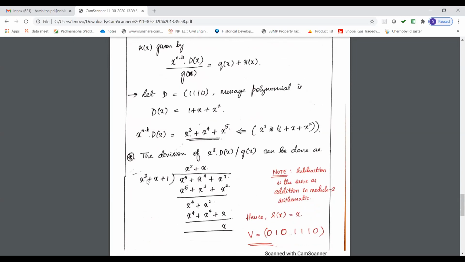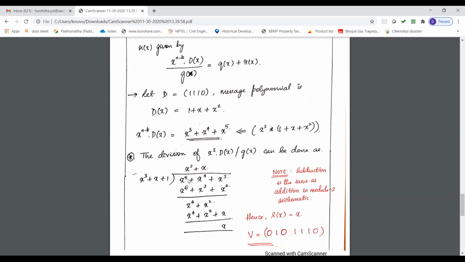So we'll write the generator polynomial over here, x cube plus x plus 1, and the d of x into x to the power of n minus k. I'll write it here in the order of decreasing powers. So x to the power of 5 plus x to the power of 4 plus x to the power of 3. G of x also you're supposed to write in the similar way. You will have performed polynomial division in your lower semesters, so I hope all of you know this.